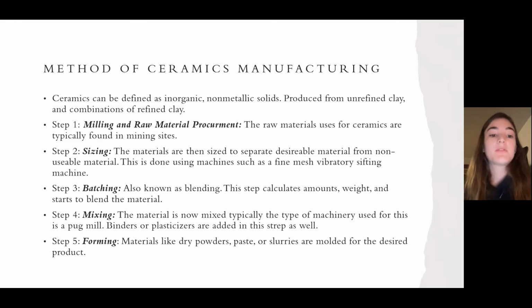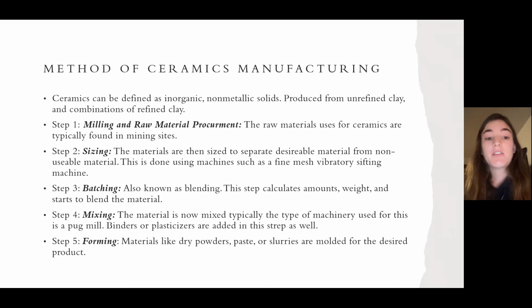Going into the steps. So step 1, milling and raw material procurement. The raw materials used for ceramics are typically found in mining sites. So everything used is mined. Step 2, sizing. So the materials are then sized to separate desired material from non-usable material. It's done using machines, one such as a fine mine vibratory sifting machine.